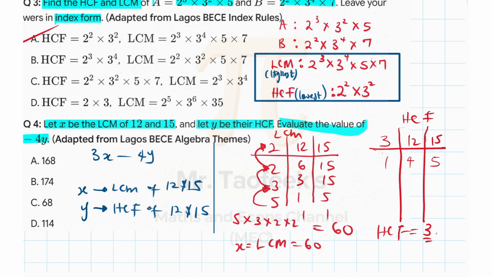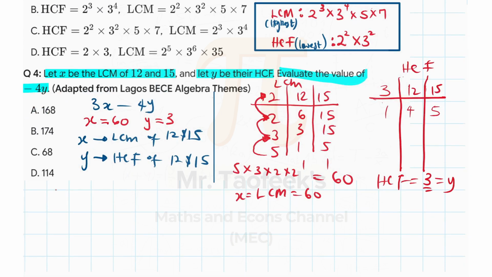HCF is 3. So that is our Y. So that means X is equal to 60, and then Y is equal to 3. Therefore, the question says we should find 3x minus 4y. So 3x minus 4y, because x is 60, becomes 3 times 60 minus 4 times y, which is 3.